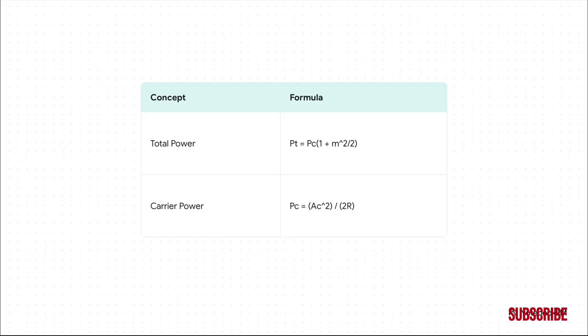The formula is PT equals PC multiplied by the quantity 1 plus M squared over 2. Guys, this is the backbone of almost every single AM numerical problem you'll see in the ECET. If you have the carrier power and the modulation index, boom, you can instantly find total power. The carrier power itself, PC, is simply AC squared divided by 2R, where R is the antenna resistance. Make sure you lock this in your memory.